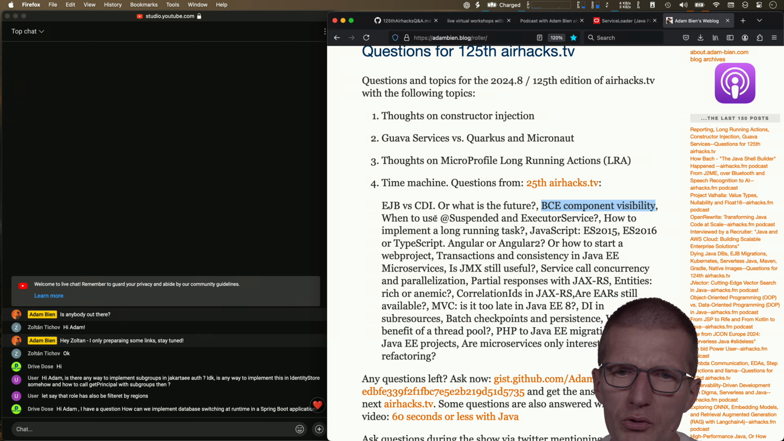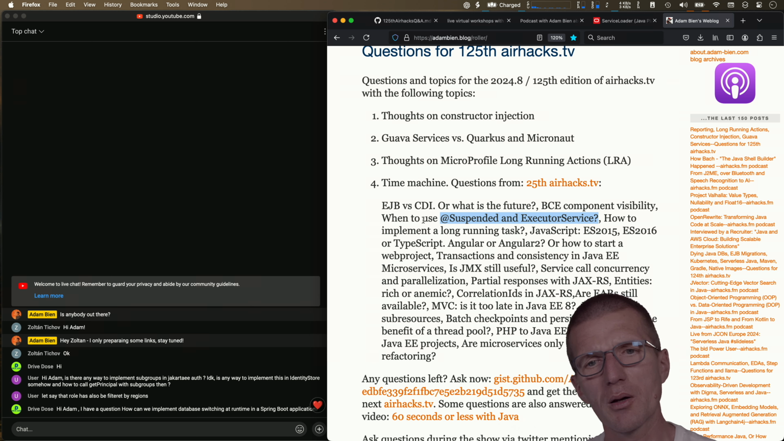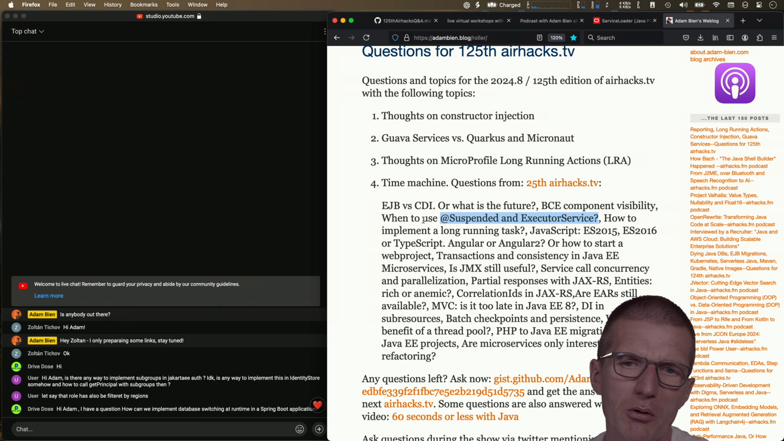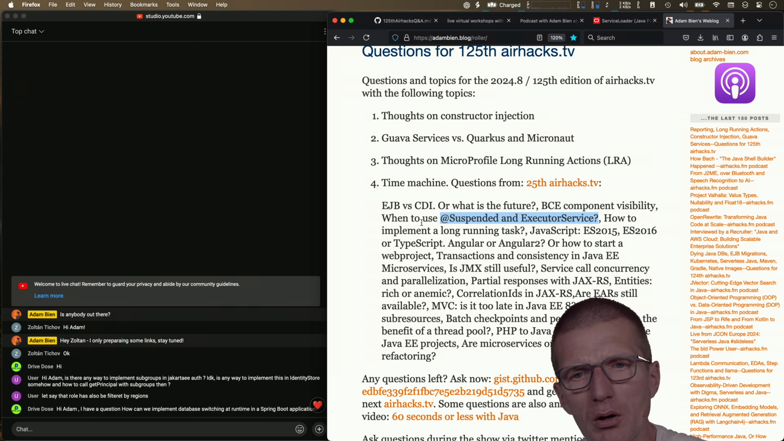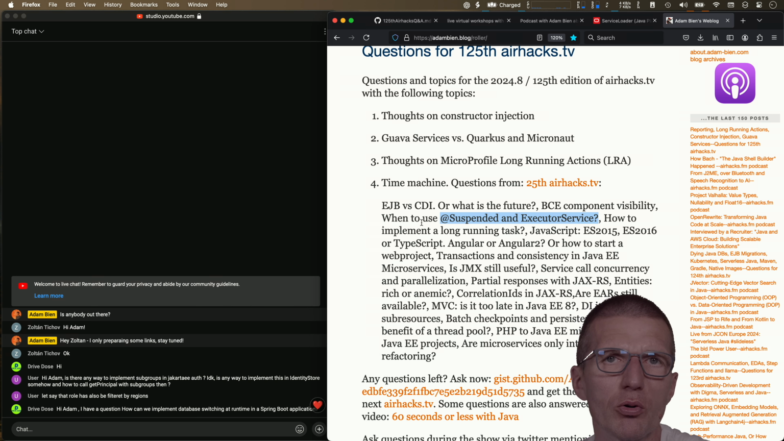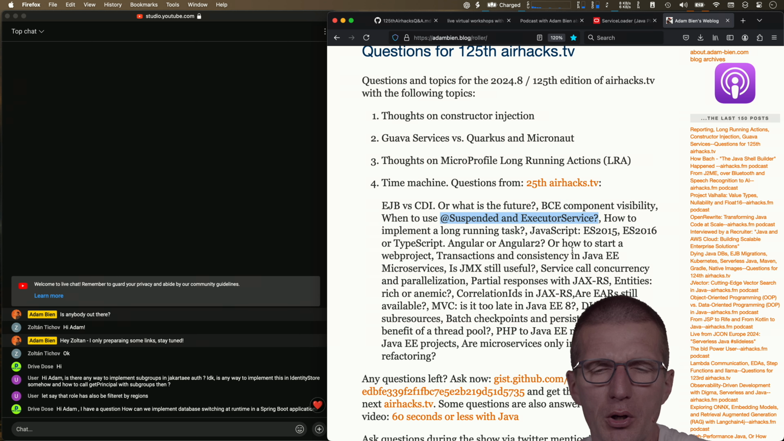Okay, when to use suspended and execute a service. Suspended, back then and right now, is an annotation in JAX-RS. And interestingly, I don't use it a lot anymore because we got Project Loom, right? So you can just block and it mostly works. And what I also do not use is the Quarkus reactive programming style, because we got Loom, which is very good.